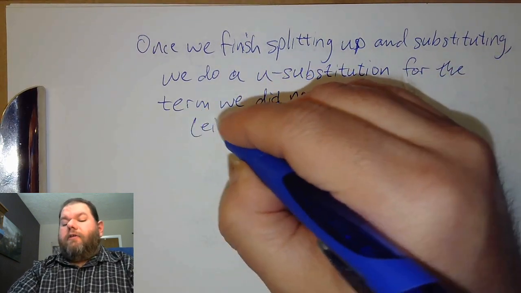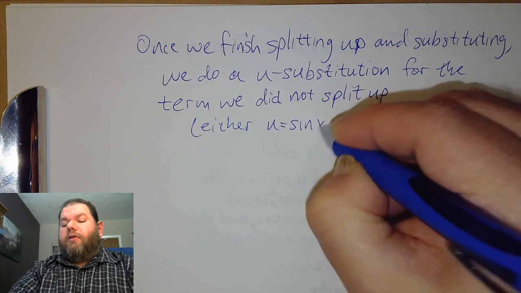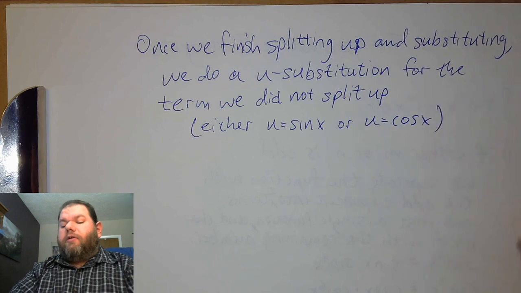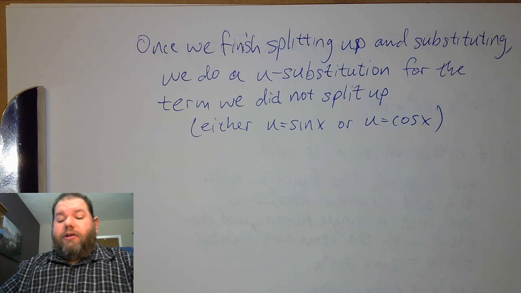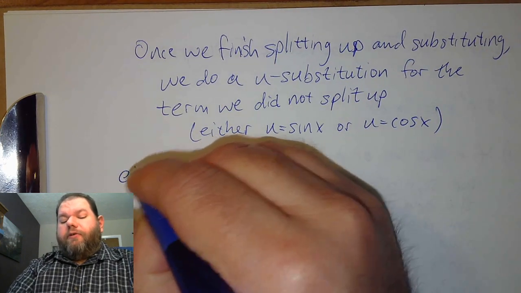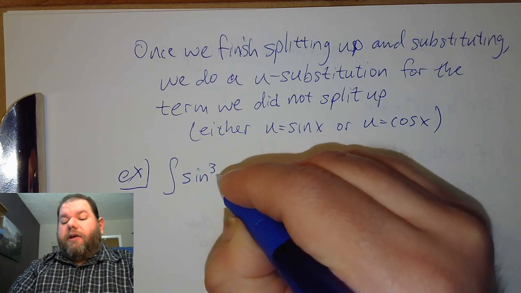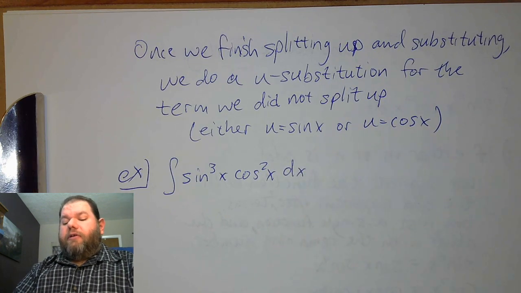In this case, either u equals sine x or u equals cosine x. Okay, this should hopefully make more sense once we look at some examples and what we're trying to say here. So let's go ahead and do that. For instance, we have sine cubed x times cosine squared x dx.